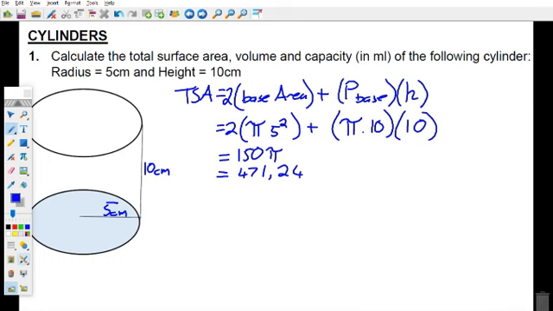Okay, come quickly. So, what's my unit going to be? It's going to be centimeters. What did we work out? We worked out area. So what's it going to be? It's going to be squared.